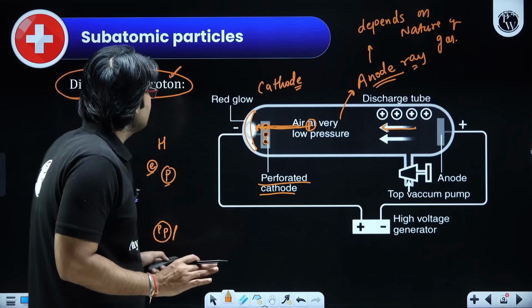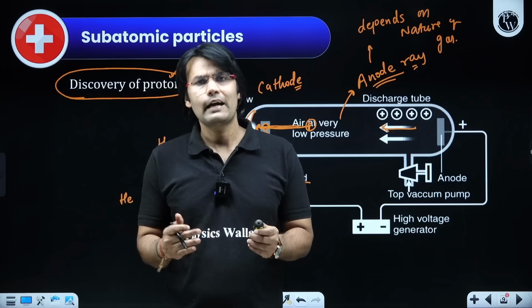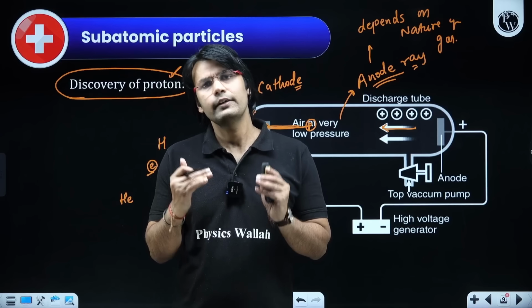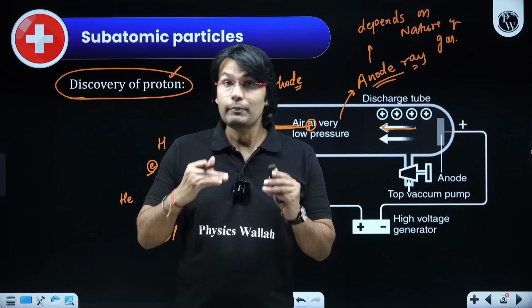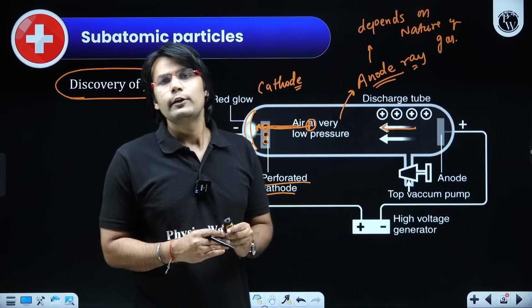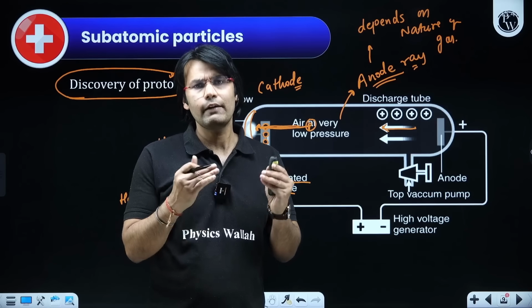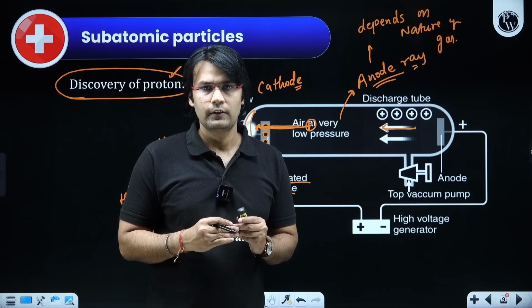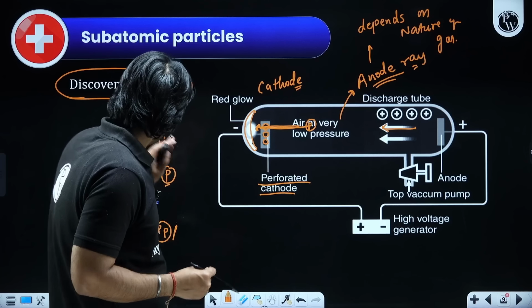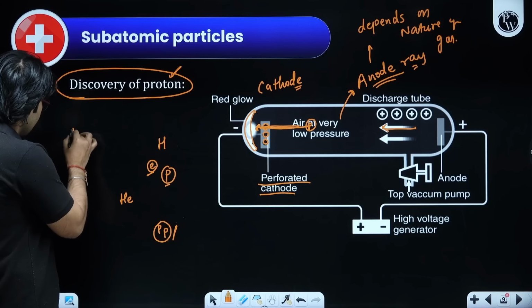Now, whether it is anode ray or cathode ray, both of them travel in a straight path, in a straight line. And they will be deflected when you apply an electric field or magnetic field to them, because both of them have charge and mass. Now, in the discovery of proton part, you need to remember one thing.